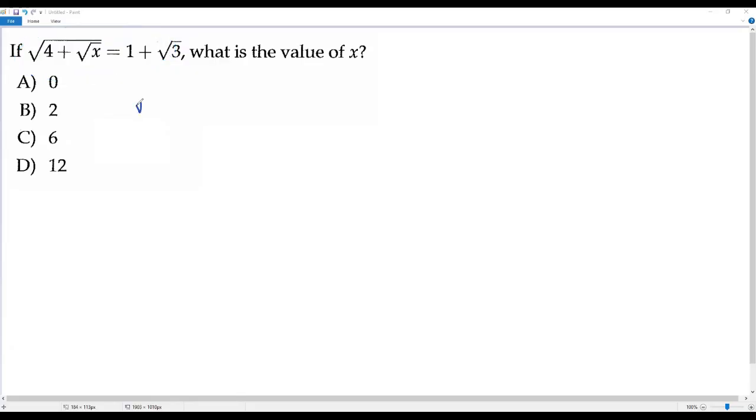Okay, now let me write the given equation as it is. That is, the square root of 4 plus the square root of x equals 1 plus the square root of 3. Okay, so in my first step, I'm going to get rid of the square root we have over here. For that, we have to square both sides.